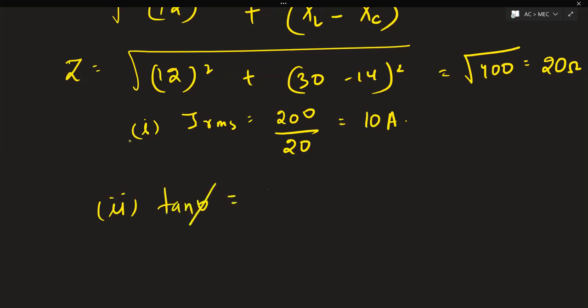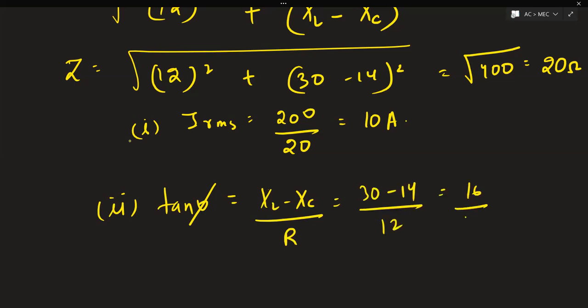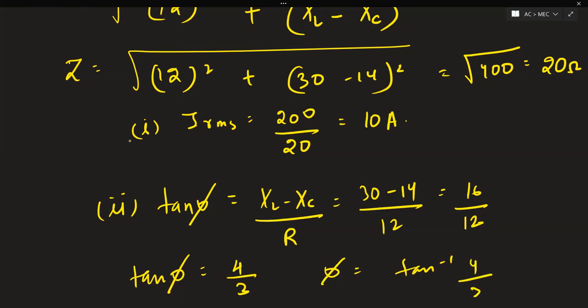Regarding the second part, tan phi, what did I just revise with you people? XL minus XC divided by resistance. So here you have 30 minus 14 divided by 12. You can write it as 16 divided by 12. So tan phi becomes 4 by 3. So phi becomes equal to tan inverse 4 by 3.